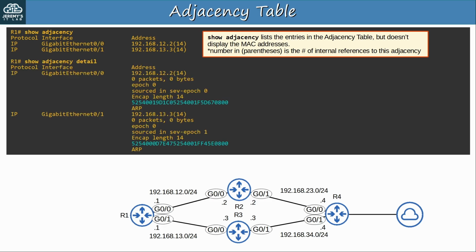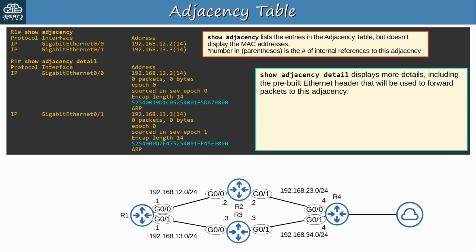But if you want more information, show adjacency detail is better. This command displays more details, including the pre-built Ethernet header that will be used to forward packets to this adjacency. That's the information I've highlighted. It might seem like a random string of characters, but it's not.